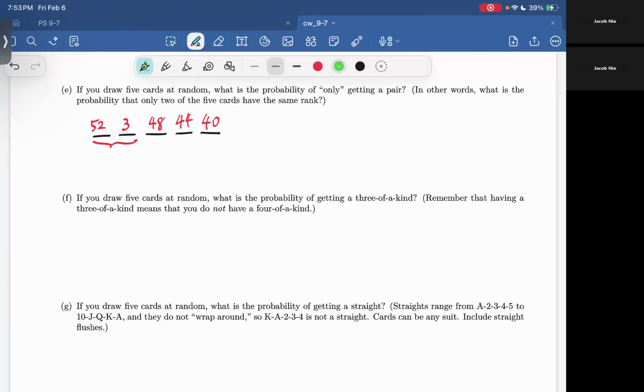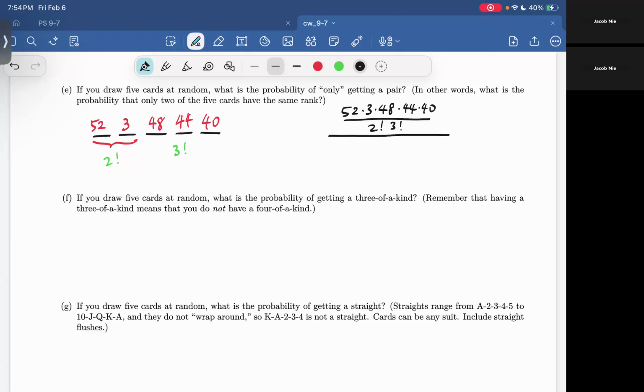And then I also need to account for overcounting. And I'm going to overcount within the first 2 cards and also within the last 3 cards. So I overcount by 2 factorial times 3 factorial. So that's going to be my numerator. 52 times 3 times 48 times 44 times 40 over 2 factorial, 3 factorial.